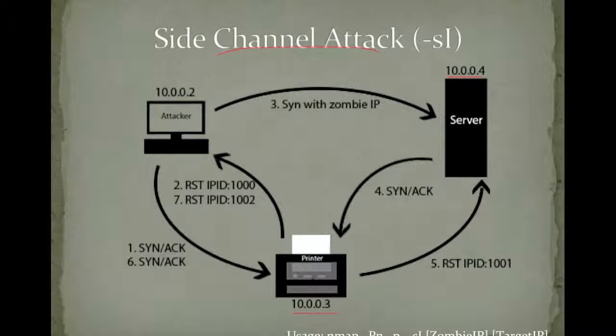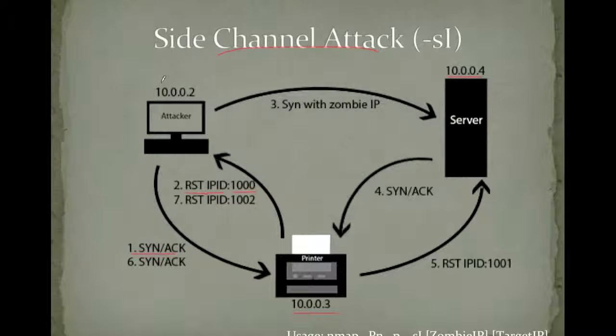After the attacker types this in, the attacker will first send a SYN-ACK and try to establish a connection to the printer. The printer says, I don't want to talk to you, and sends a reset packet to stop the three-way connection. This is why it's important: when the RST packet is sent, it carries an IP identifier of 1000. Pay attention to this.